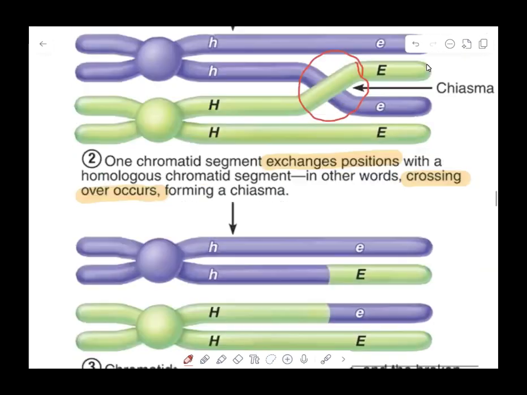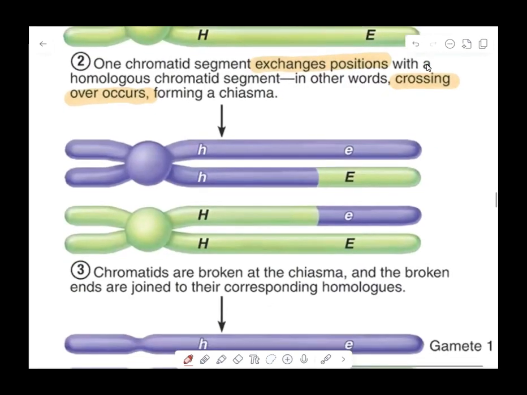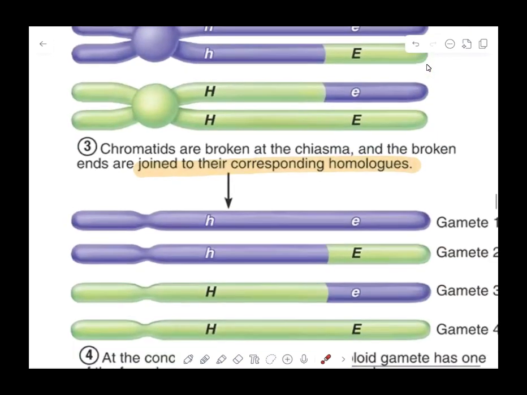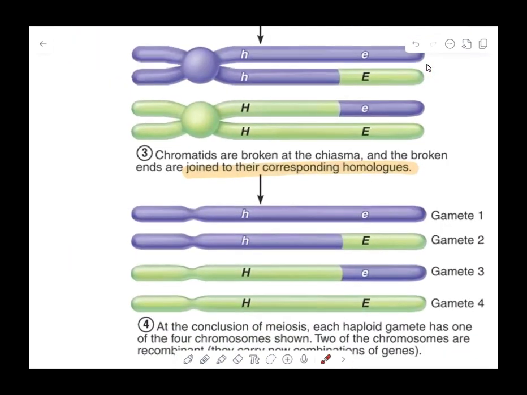So we can see in number 3, the chromatids are broken at the chiasma, and the broken ends then join to their corresponding homologue. So we have a lot of randomization again. Here is a dominant allele for hair color. These are recessive alleles for hair color. This is a recessive allele for eye color and a dominant allele for eye color. So what we end up getting, again, is a lot of mixed up gametes.